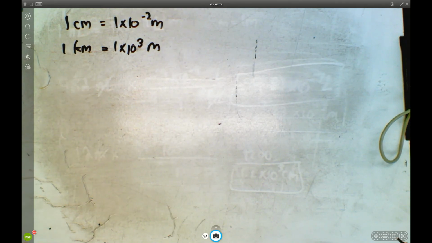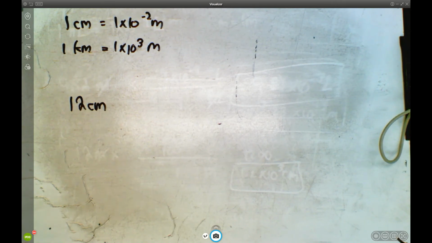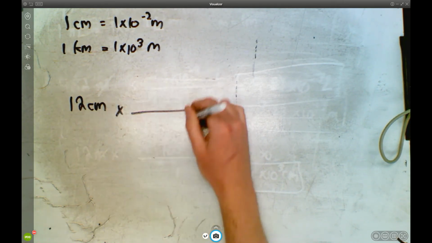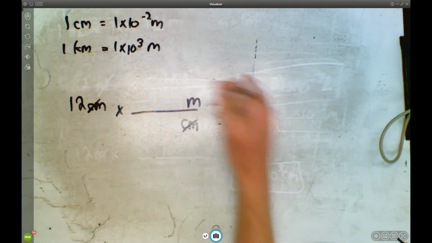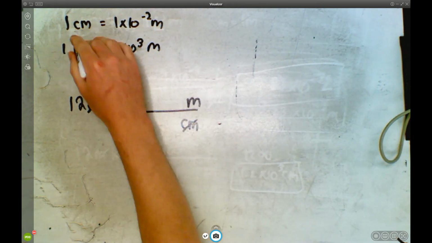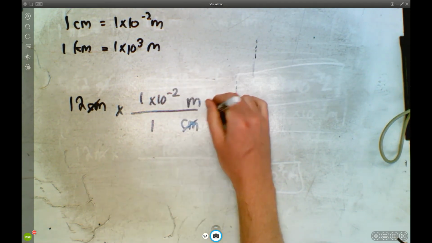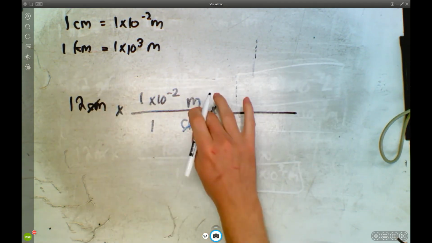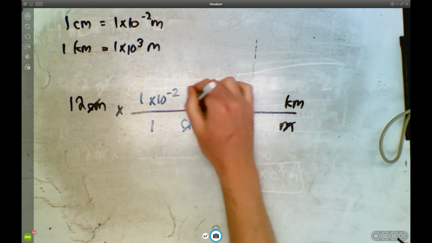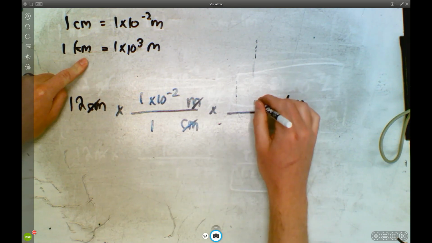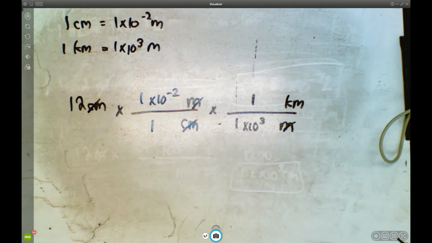Okay, now that I have both conversion factors, I can write out what's given. They gave me 12 centimeters in the question. First thing I want to do is cancel out my centimeters. And I know centimeters and meters, so I'm going to do that as my first step. In 1 centimeter, there's 10 to the negative 2 meters. And then I want to cancel out meters, and I know about kilometers, so I can cancel out my meters. So with my second conversion, in 1 kilometer, there's 1 times 10 to the 3 meters.